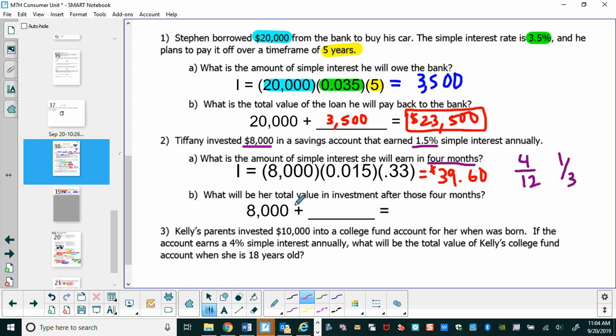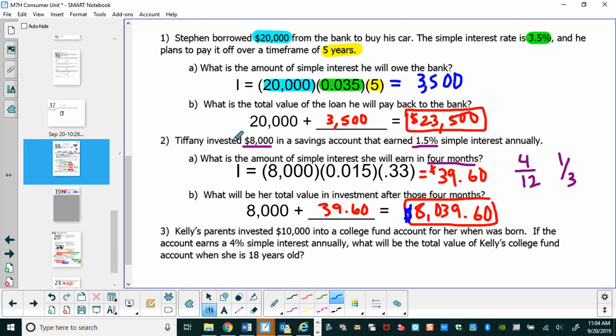So if we add that to the original amount that she invested, she's going to add that $39.60, and her account balance after those 4 months is going to be $8,039.60. So this is another situation where it's going to be up to you to read the problems carefully to see, is it asking just how much interest, or is it asking for the total?